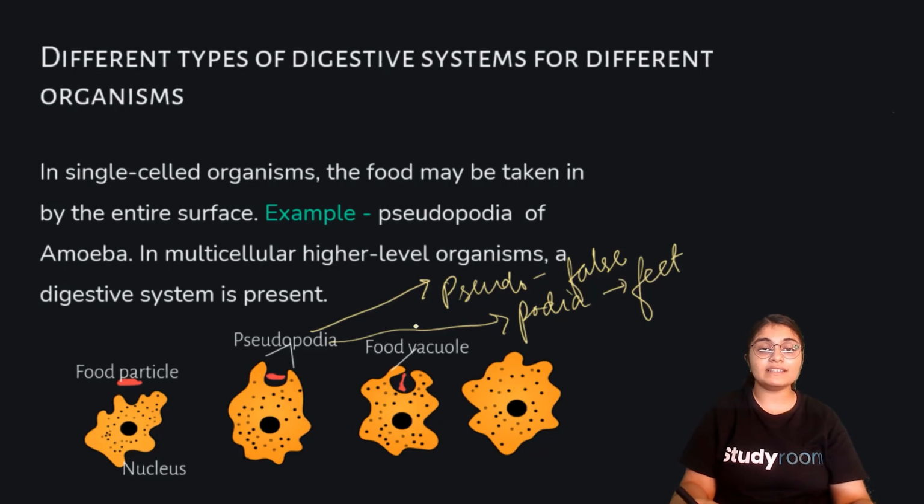But in multicellular high level organisms, there is a presence of a digestive system. So there is a definite system in the higher level organisms to digest food. So we will be talking about these nutritional processes in high level organisms like humans in the next video.